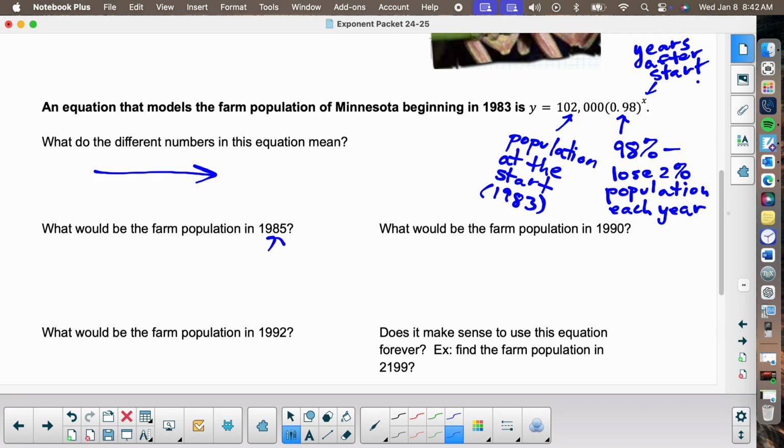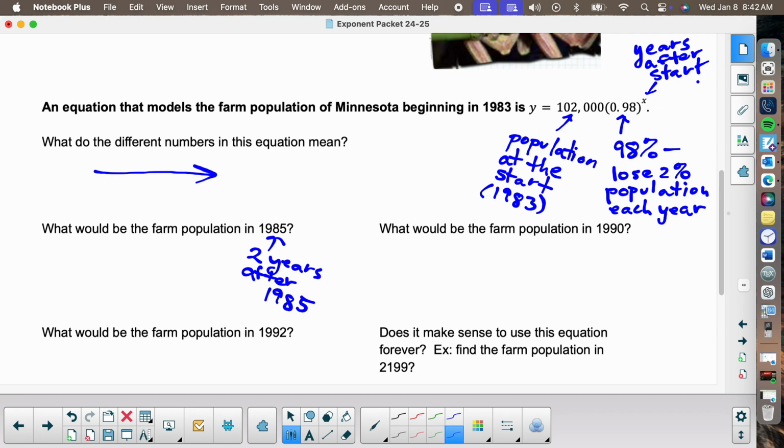I didn't hear anything you said. 85. How many years after 1983 is 1985? 2. So because the formula was set up to start reading in 1983, the number we put next would be how many years after 1983. So this one is 2 years.